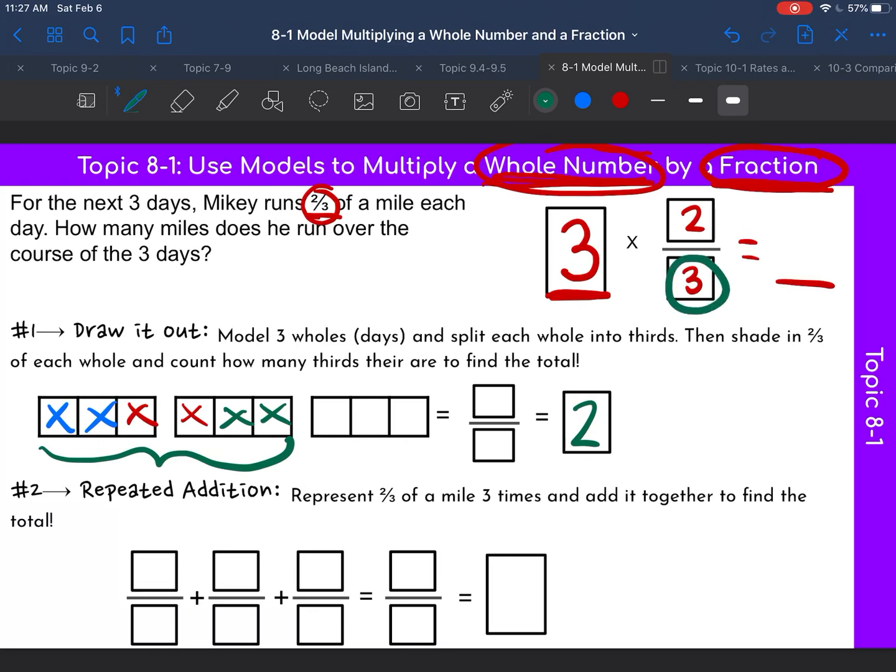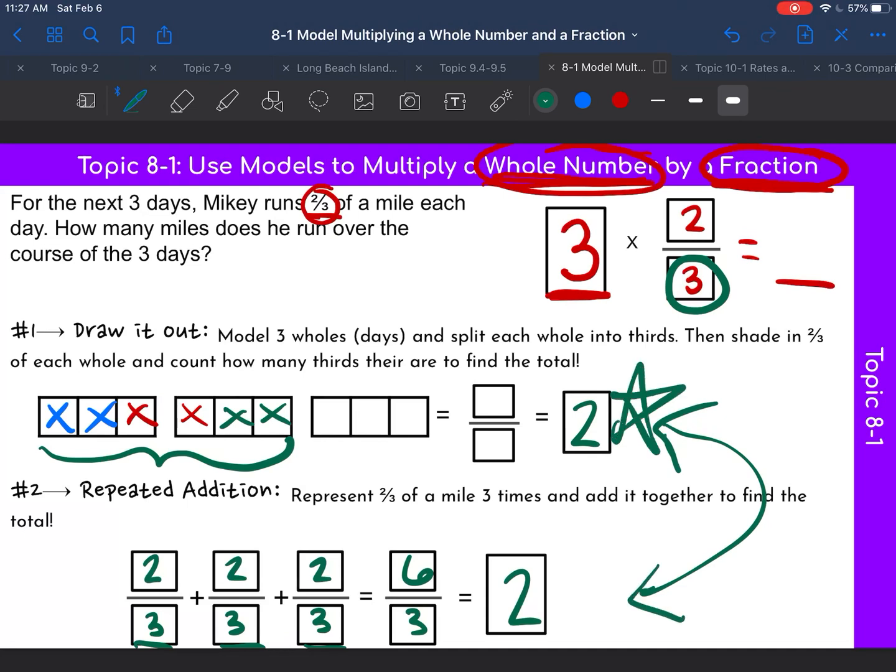The next way is repeated addition, because think about it. The first day he runs 2/3, the second day he runs 2/3, the third day he runs 2/3. All we're really doing is adding 2/3 3 times. So we have 2/3 plus 2/3 plus 2/3. And if we add that together, because they all have common denominators, you get 6/3, which is 2. So we got the same answer, but this way was showing it using models, and this way was showing it using repeated addition.